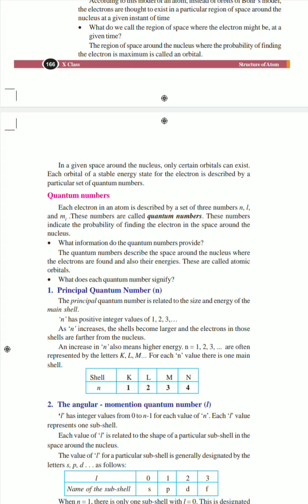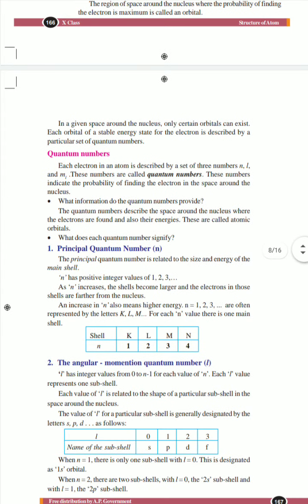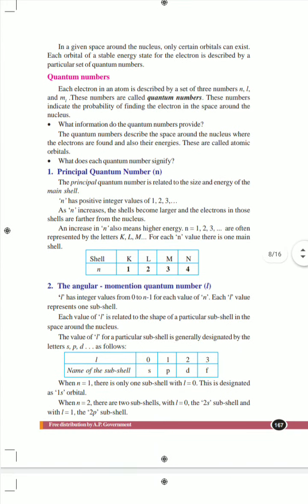In that, the first one is the principal quantum number. The principal quantum number is related to the size and energy of the main shell. It is always indicated with the letter small n. n has positive integers only: the principal quantum number should always be a positive integer, +1, +2, +3 and so on.